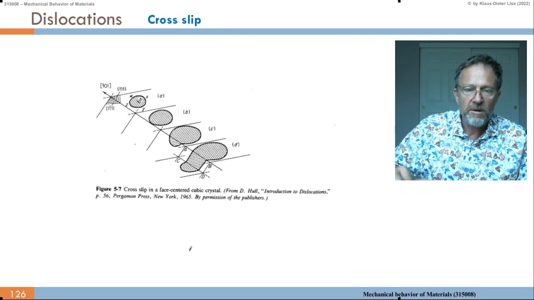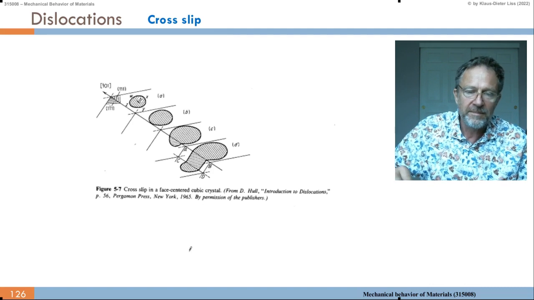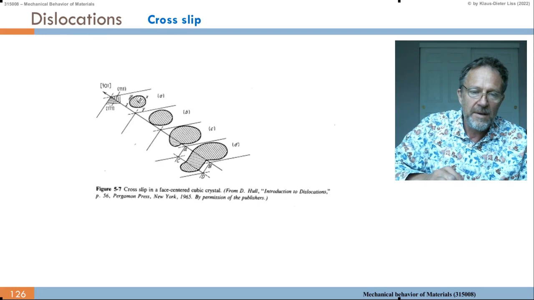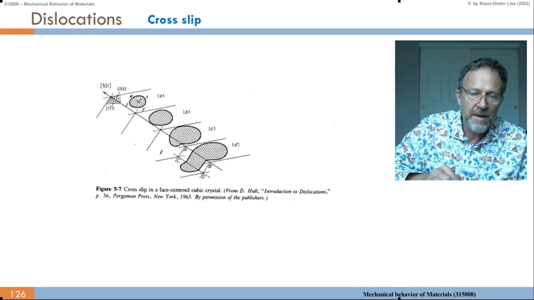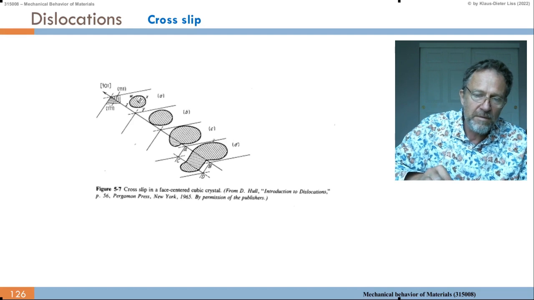We talked about cross slip before. So this is a cross slip in a face-centered cubic crystal. We know we have the dislocation loop, and the dislocation loop may expand in a way that it becomes more favorable by the Schmid factor to go onto one of the other planes. This is for screw dislocations, and eventually you have another cross slip to a parallel plane to the first plane.